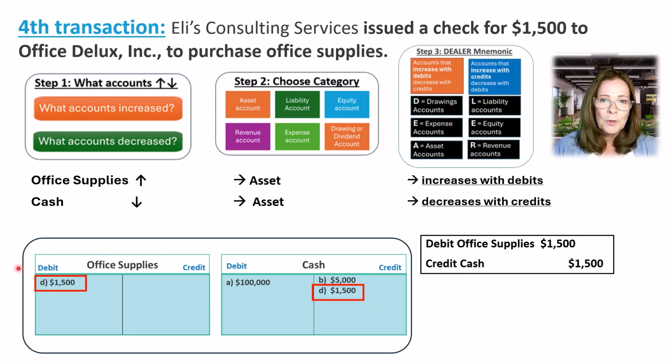How do we write this transaction using T accounts? We create a T account for office supplies with debits on the left and credits on the right, and we write the transaction ID of D and the amount of $1,500 into the debit column of the office supplies account. Next, we find the cash account and write the transaction number D and $1,500 into the credit column of the cash T account. That completes transaction number 4, and we're ready to move on to transaction number 5.